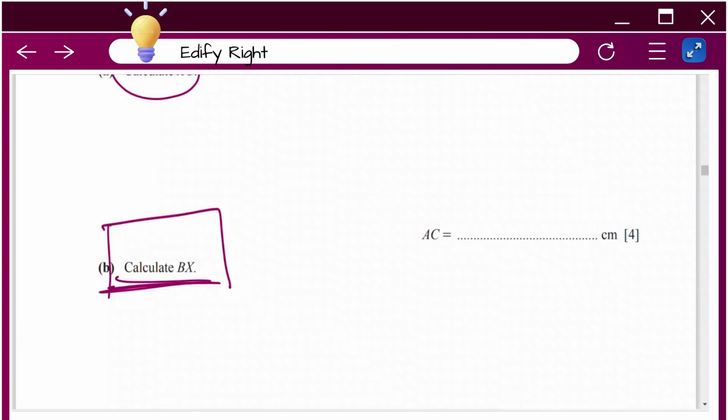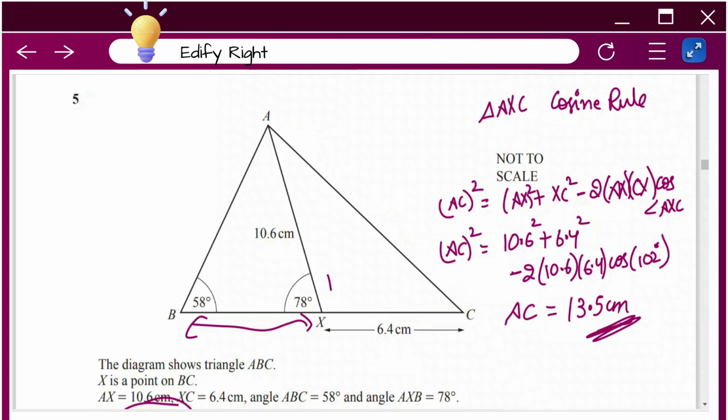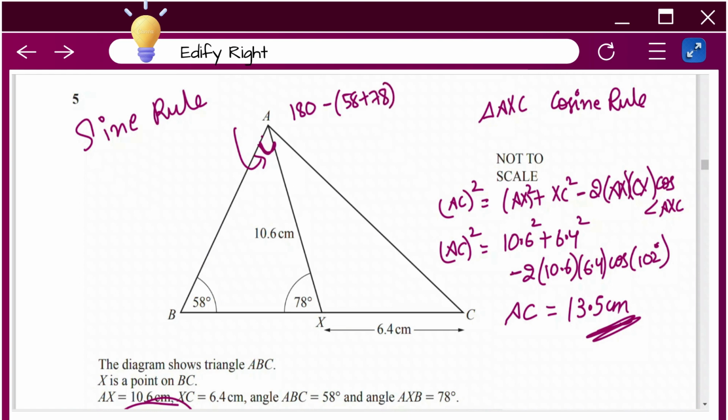Next we have: calculate BX. Alright, let's do that here. So this is BX and you're supposed to calculate the length of BX. This time let's use the sine rule. I'll show you why. This is the triangle we're talking about, triangle ABX. Here we have one side and its opposite angle, and then we have another angle. This is again not directly given in the question, but it's obvious. How can you find this angle? Just by subtracting 58 and 78 from 180. So you get 44 degrees as the measure of this angle.